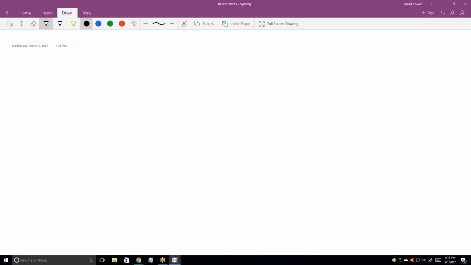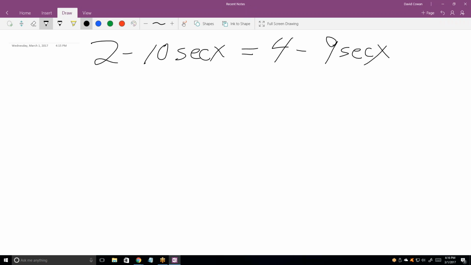Okay, the next one is 2 minus 10 secant x equals 4 minus 9 secant x. Which side should we put our variable and which side should we put our numbers? Whenever you're solving an algebra equation, that's always the first question you have to ask yourself. Am I going to put the x's on the left and the numbers on the right, or the x's on the right and the numbers on the left?